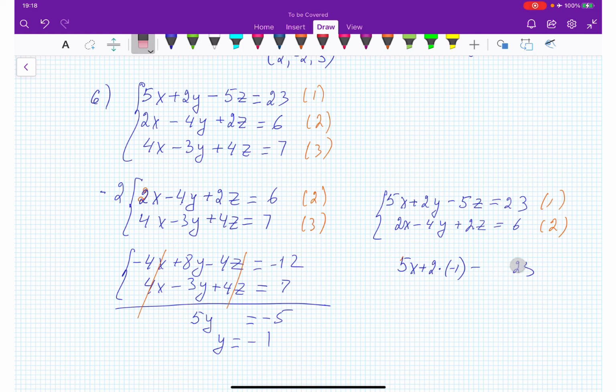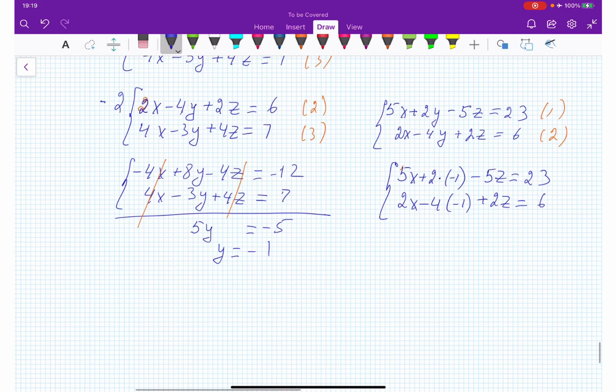Let me write down nicely. Minus 5z is equal 23. And the second one is going to be 2x minus 4 times negative 1 plus 2z, and it's equal 6. So, what do we get? 5x minus 2 minus 5z is equal 23. 2x plus 4 plus 2z is equal 6.